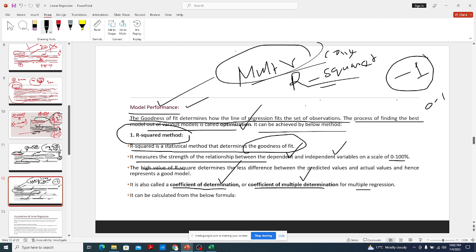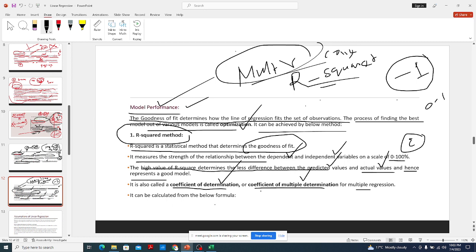The higher the value of R squared, the smaller the difference between the predicted and the actual values, meaning we have a very small error term. Hence this represents a good model. It is called the coefficient of determination, or the coefficient of multiple determination for multiple regression.